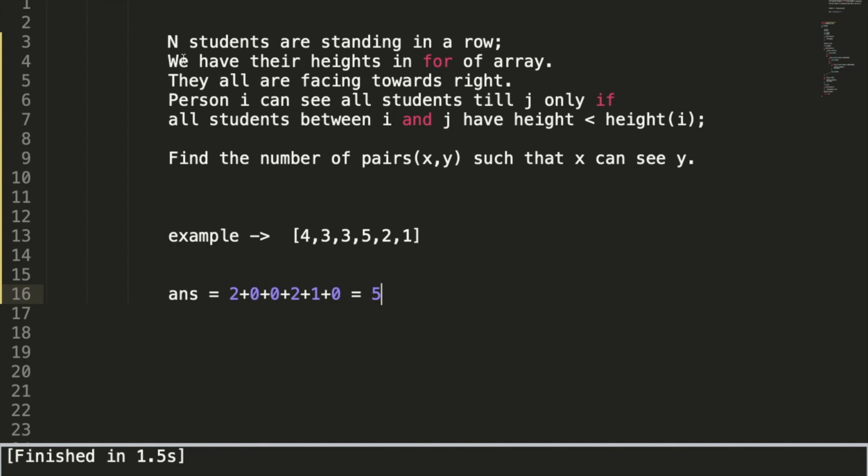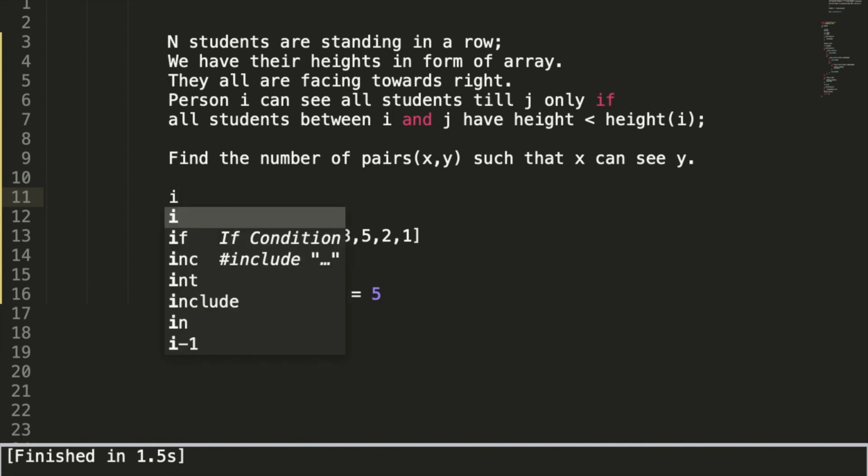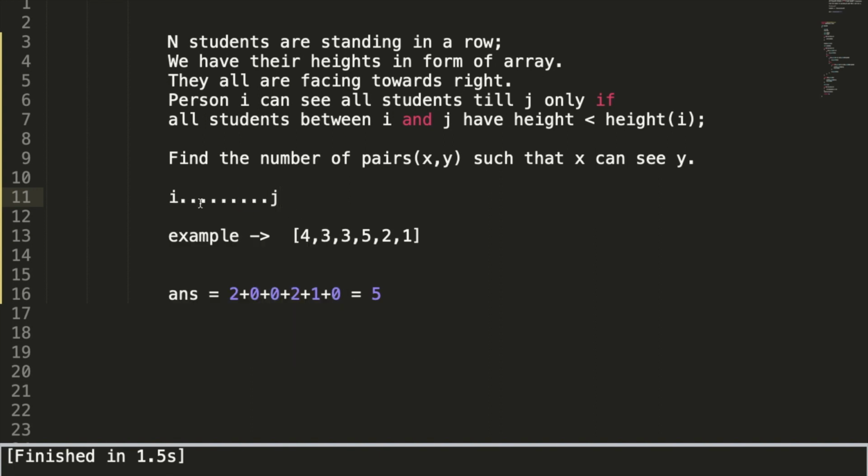The question is, n students are standing in a row. We have their heights in the form of an array. They all are facing towards right. Person i can see all students till j only if all the students between i and j have height less than height of i. The meaning of this statement is we have two positions i and j, and there are some positions between i and j. The ith person, since they all are facing towards right, j cannot see i obviously.